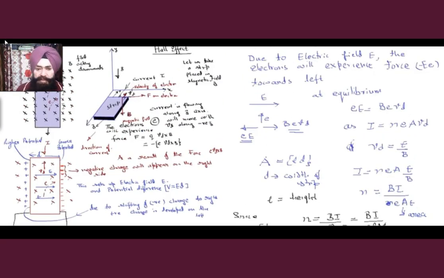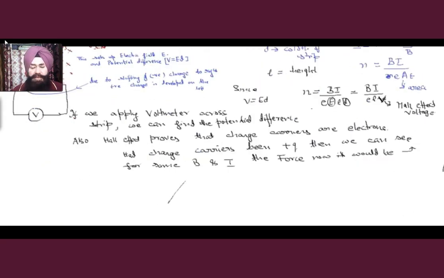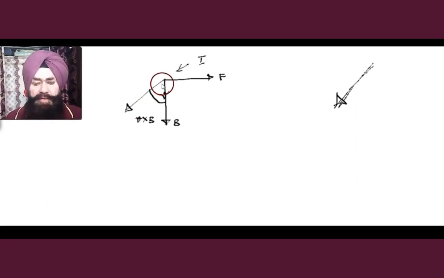If we apply again magnetic field and current, again magnetic field in the negative z direction, and the current is also the same. So this is the direction of current. When current is along this side, magnetic field is like this. Again a force will act along the same direction.